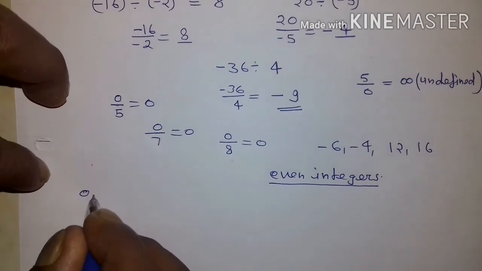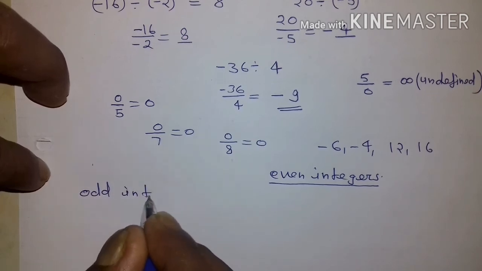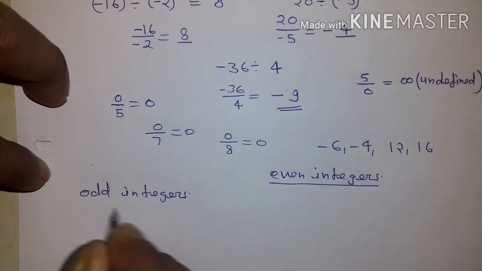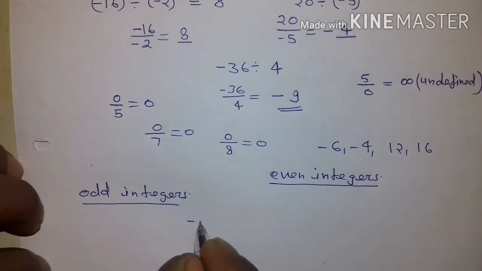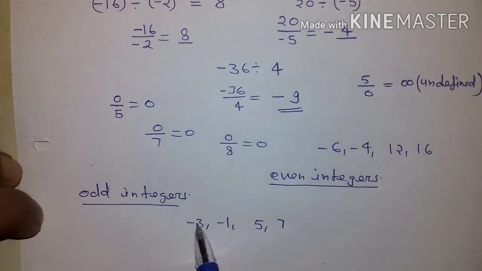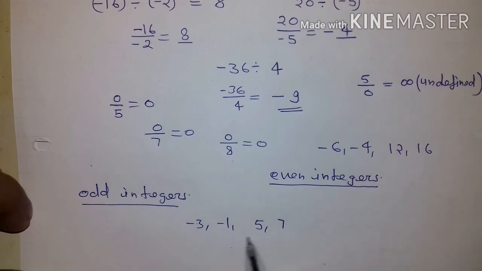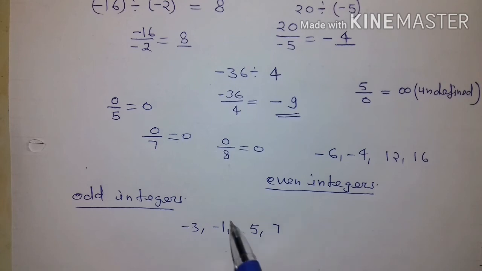The integers which are not exactly divisible by 2 are called odd integers. Suppose we take -3, -1, 5, 7. These are odd integers because these integers cannot be divided by 2 exactly. It means these are odd integers.